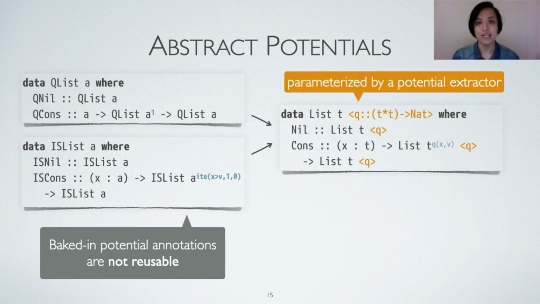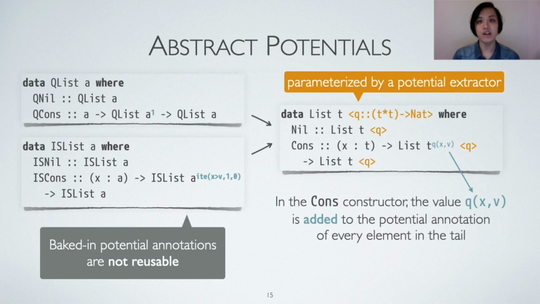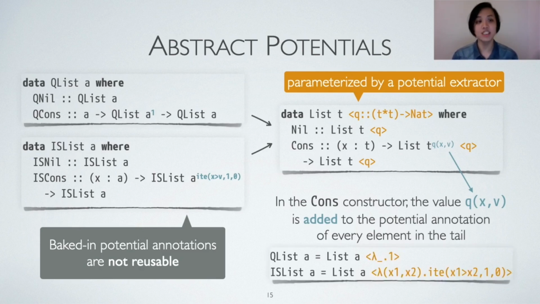Thus, both QList and ISList can be seen as instantiations of a more general list type. The list type is parameterized by a numerical function Q, which takes 2 list elements as arguments. Then, in the cons constructor, we use the function Q to define the amount of extra potential added to the tail. With this abstract type, QList can be defined as list with Q instantiated with a constant 1 function, while ISList can be defined as list with Q instantiated with a conditional expression that compares two elements.